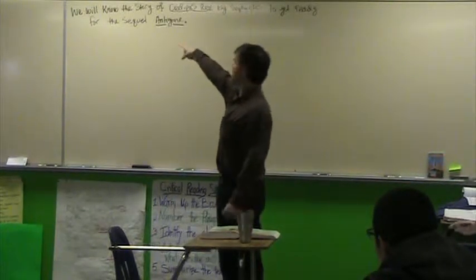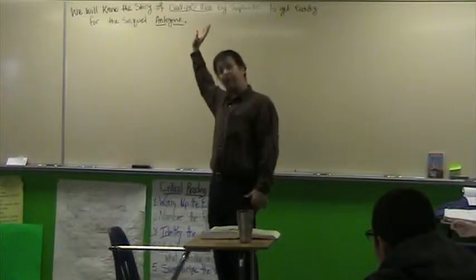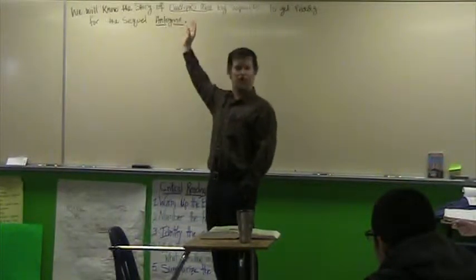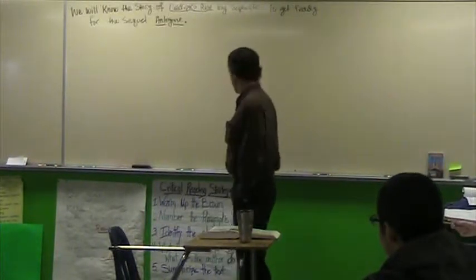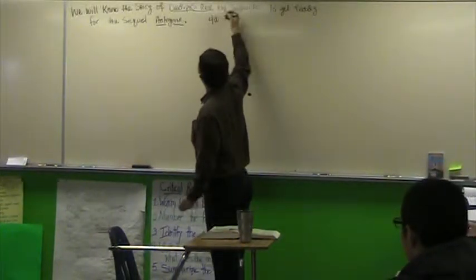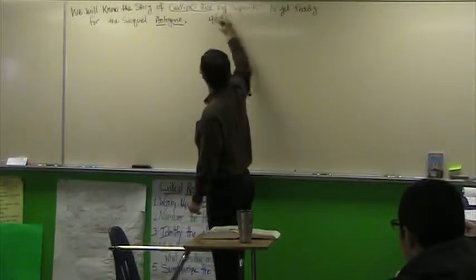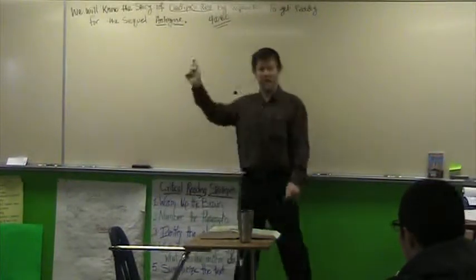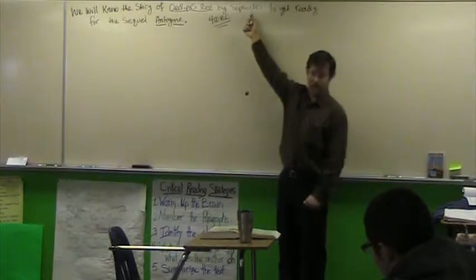Today, we will know the story of Oedipus Rex. This is a very famous play, arguably the most famous play ever. It was written around 400 BC, actually about 450 BC, but 400's good enough, by a guy named Sophocles, all right?